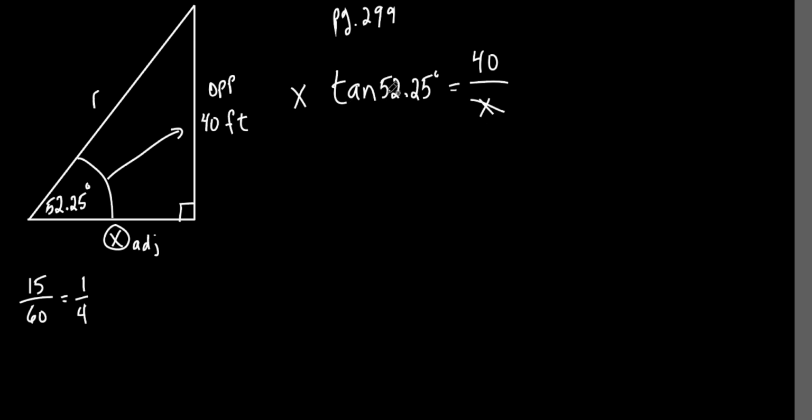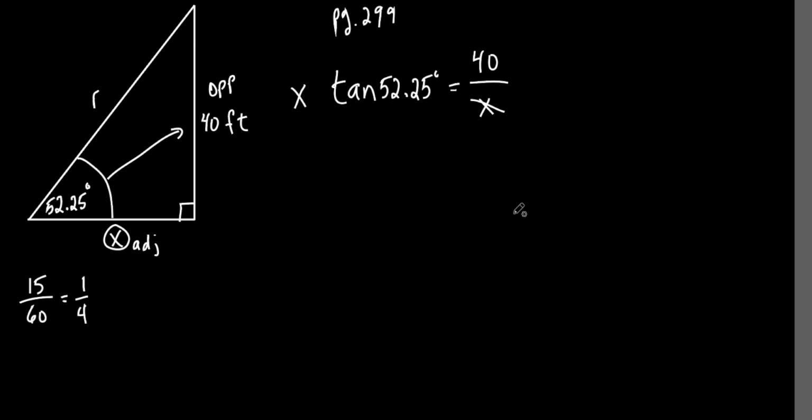Now, this tangent of 52.25 is just a number. It's a number that I can put into a calculator. That number is being multiplied by the x. How do I get rid of a number that's being multiplied by my variable? How do I get rid of something that's being multiplied? I divide. That's right. So I divide both sides by the tangent of 52.25.